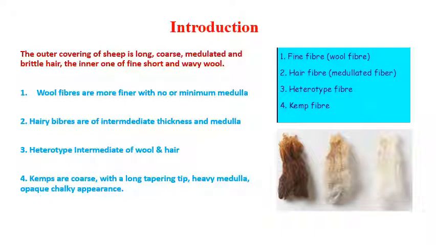And then there is a mix, the heterotype fiber, which is intermediate between wool and hair, and the fourth one is the kemp fiber, which is more coarse with a long tapering tip. Generally they are short with a heavy medulla, and they have an opaque chalky appearance. So we are going to see a comparison of mainly the three types of fibers next.